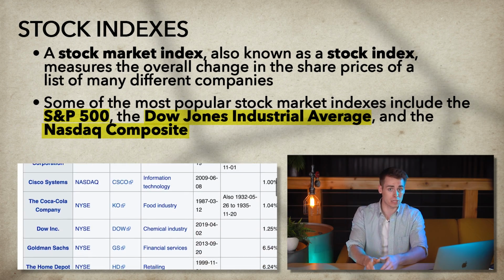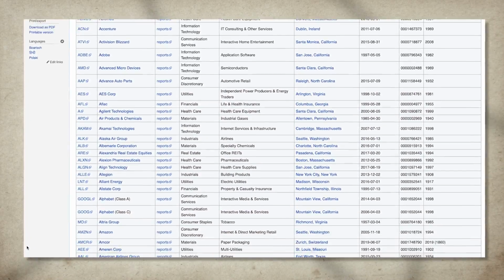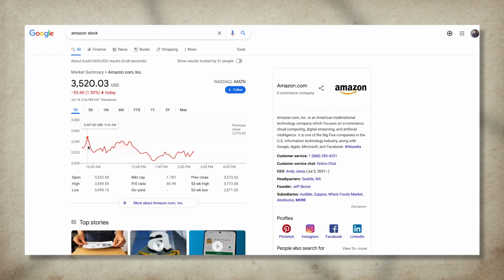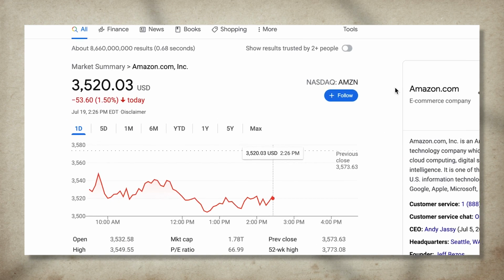another list of 30 companies. Now, as you might imagine, it's rather difficult to buy into and invest into one of these entire stock indexes, because to invest into, let's just say, the S&P 500 is going to require an investment upwards of tens of thousands of dollars to buy one share of every single company. Amazon is part of the S&P 500, and to buy just one share of Amazon alone is going to cost you upwards of $3,500, at least at the time of filming this video.